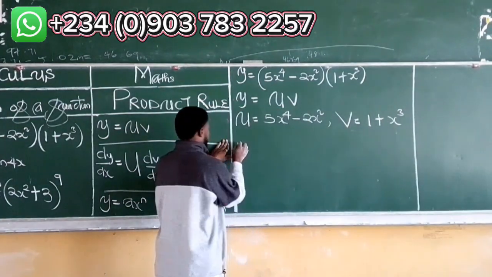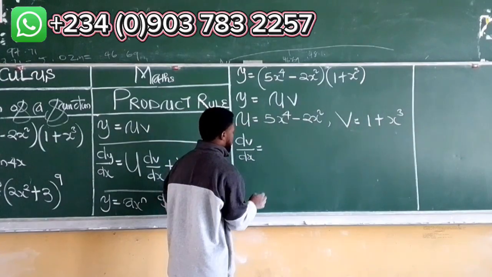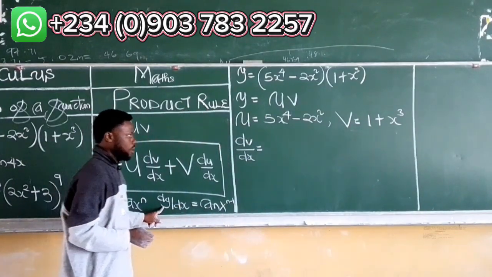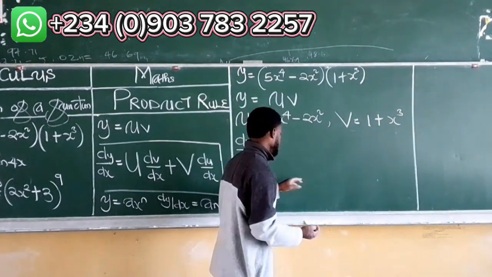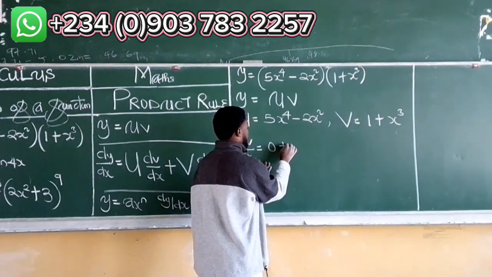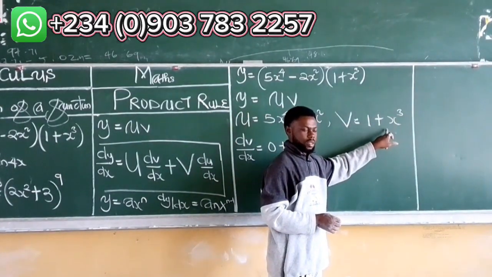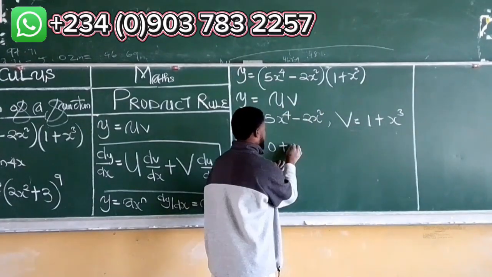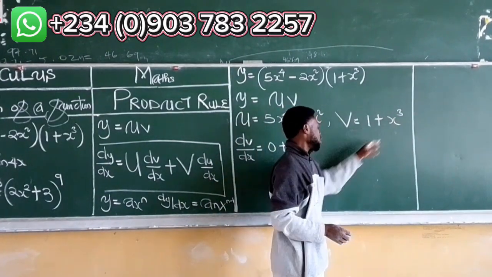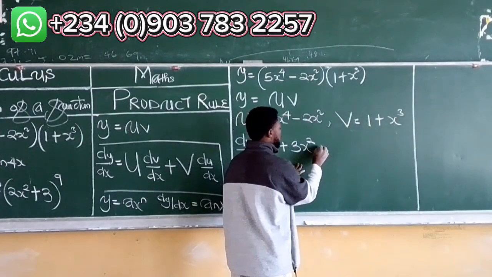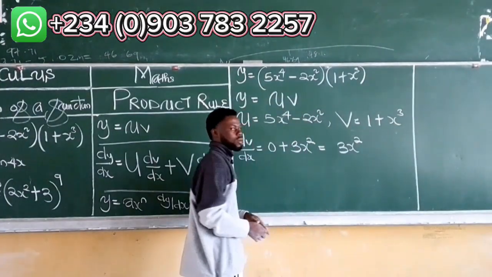Therefore, dv over dx will equal, applying this formula, the derivative of a constant term becomes 0, plus the power times the coefficient. 1 times 3 gives 3, then x, subtract 1 from the power, which is 2. So it equals 3x raised to the power of 2.